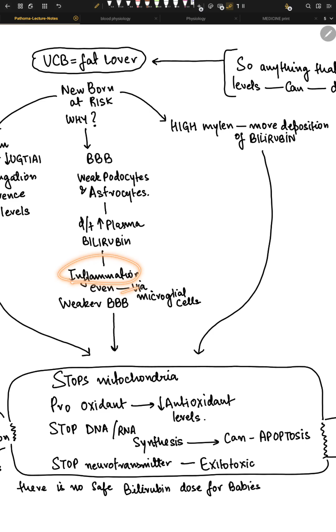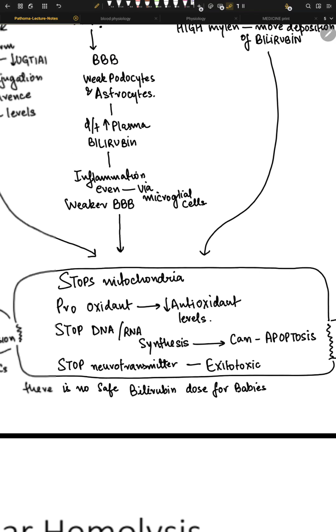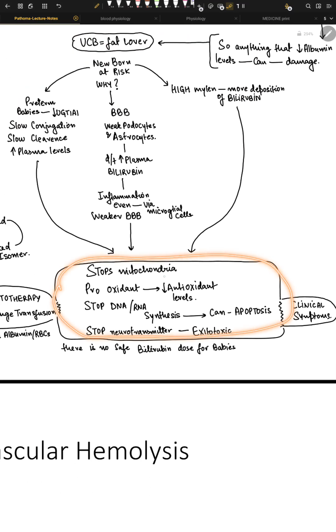Now this inflammation takes place via microglial cells. These are the neuronal immune cells. Just know that these are cousins of macrophages, or you can even call them neuronal macrophages. So this happens: a weaker blood-brain barrier, so the bilirubin can now cross it. Another thing that can happen is that in a child, the neurons have a very thick myelin layer, right? Once this thick myelin layer is exposed to bilirubin, a high amount of bilirubin binds to this myelin, right? So more deposition of bilirubin happens. All of this leads to this general dysfunction.